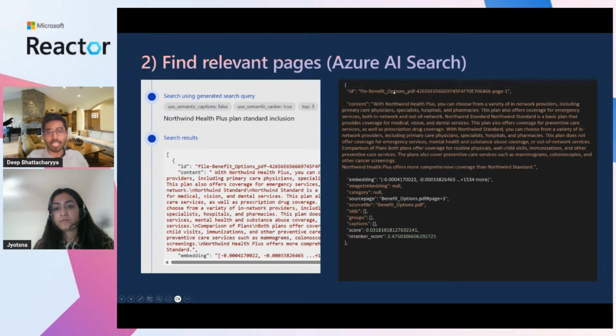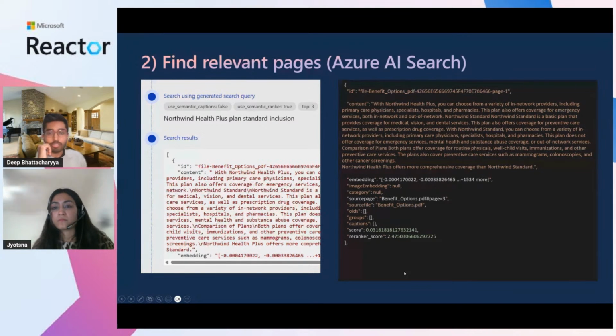So we say, okay, from the files that you've ingested, Azure AI Search, can you find the ones which have anything to do with this search query, the one about standard inclusions for the Northwind Health Plus plan. And just like any other search engine, Azure AI Search, which again is private to your organization, goes and retrieves the most relevant documents and gives you some search results.